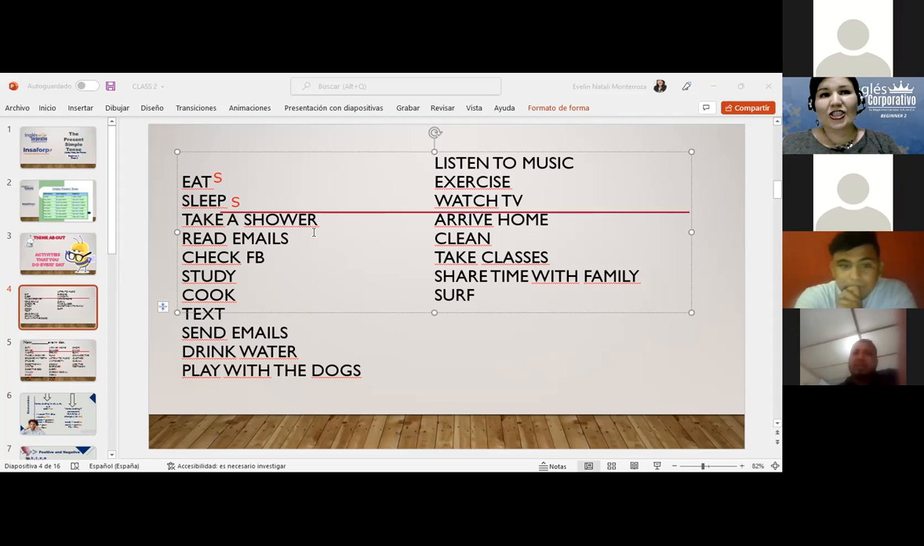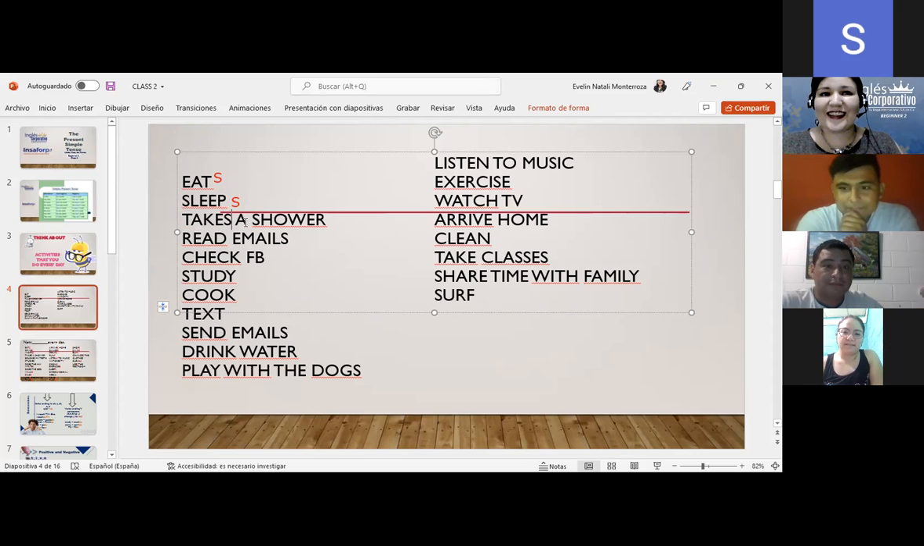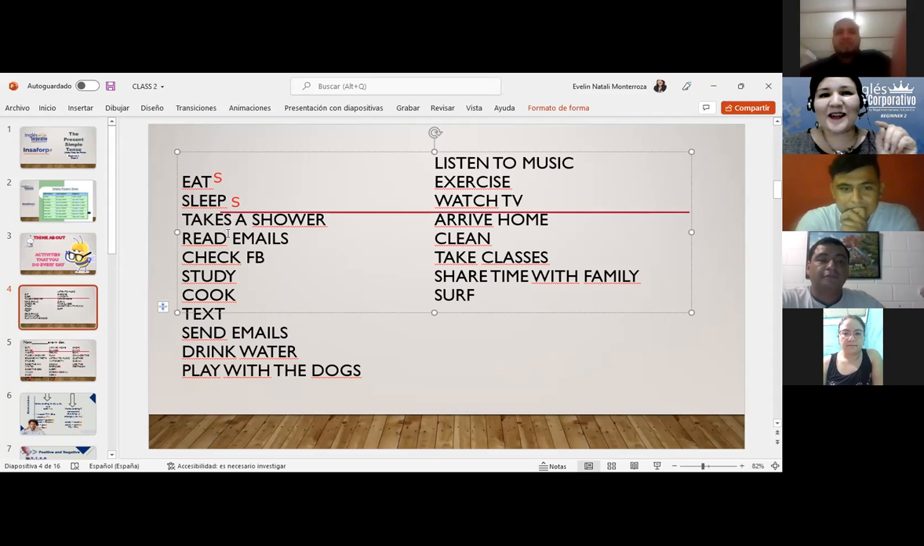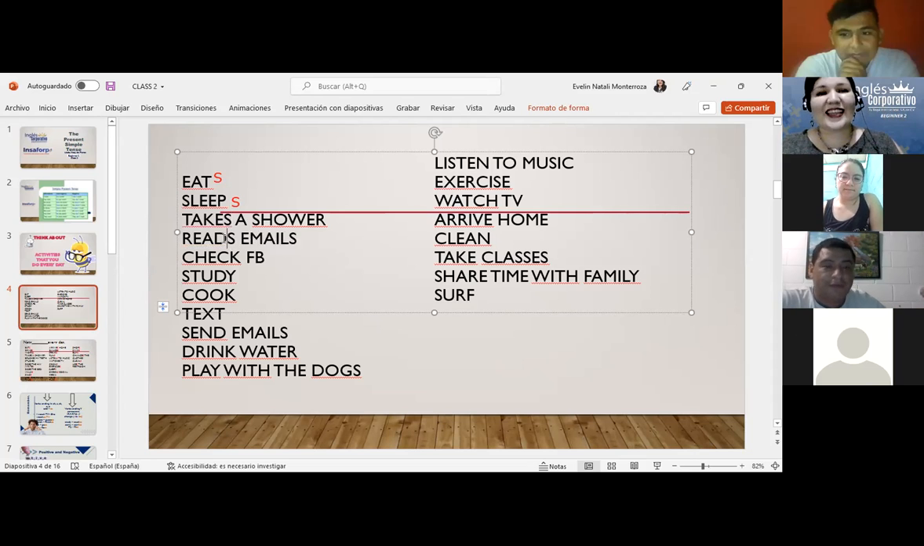What about take a shower? How do you transform this? Shower is a noun. Shower es un nombre. El verbo es take. El que vamos a cambiar es take. Takes a shower. What about the next one? It's the same case, right? Reads emails. What about this one? It's the same case. Texts. Checks Facebook.